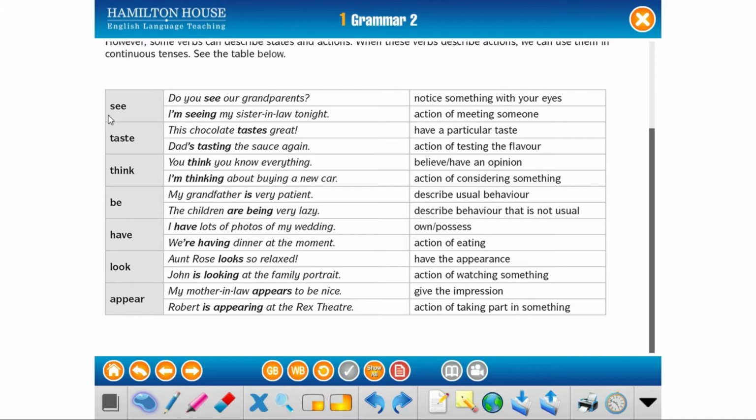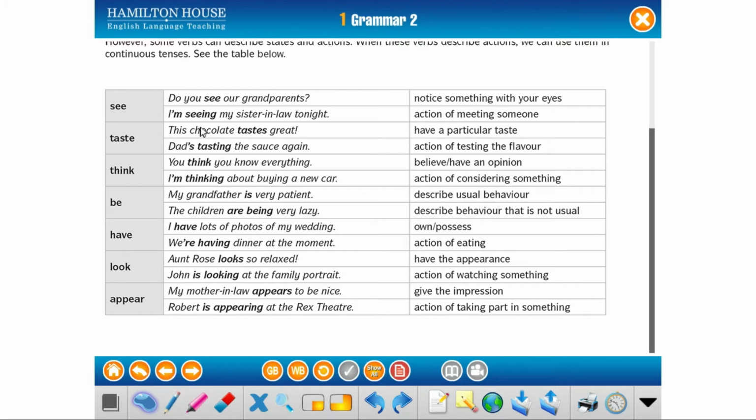For example, the verb see. If we say, do you see your grandparents? In this case, we use see as a stative verb in present simple to talk about that we are using our eyes. I am asking you to use your eyes. In the case of see, it is the things that we have in front of our eyes.